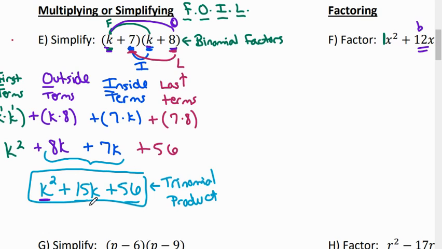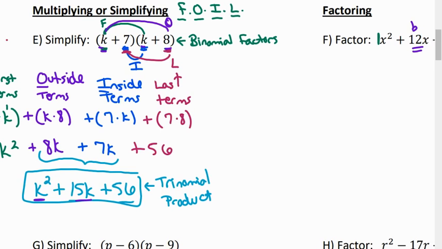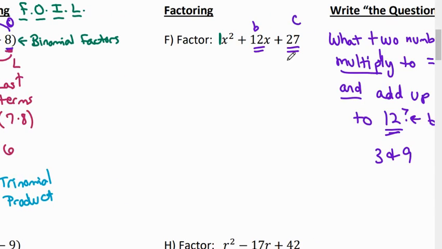The middle term comes from the outside and the inside. So the outside was 8k, the inside was 7k, which together gave us that 15k. Well, we're basically doing the opposite. We're starting with a trinomial and we are factoring it into binomial factors.